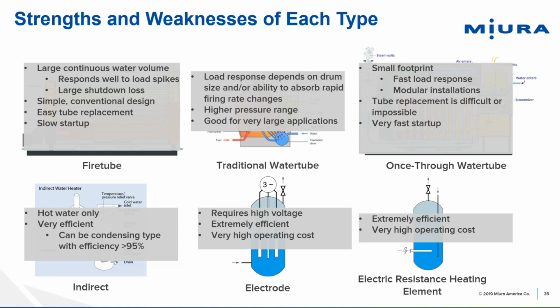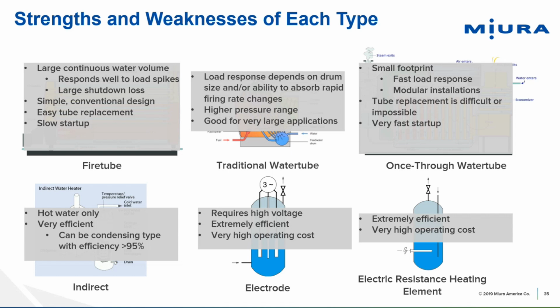Once-through water tubes have a really small footprint, so they've got a fast load response. They can be modular installs. You can expand capacity without expanding the size of the boiler room, often. So they're good for that. Tube replacement can be really difficult, sometimes impossible. Sometimes you have to replace the whole pressure vessel if something goes wrong. So that's definitely a weakness. But you have extremely fast startup, so you are able to respond to changes in your demand very quickly.